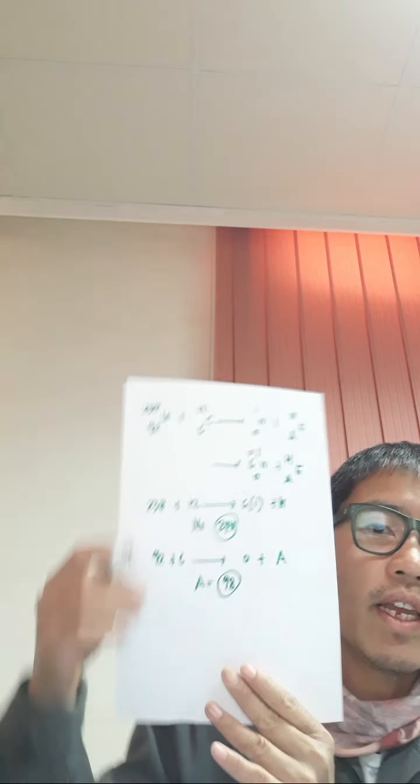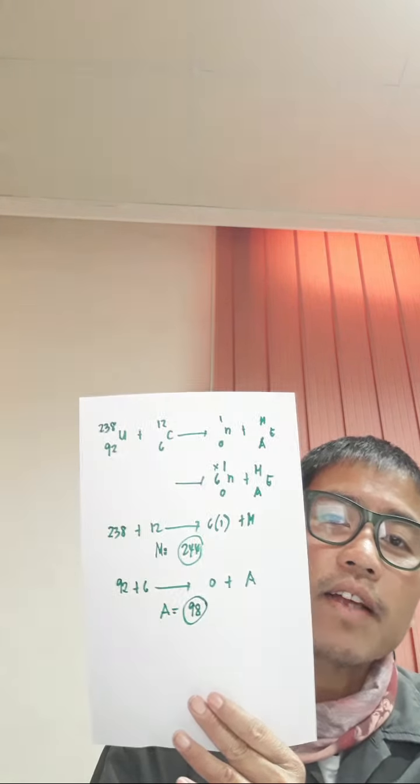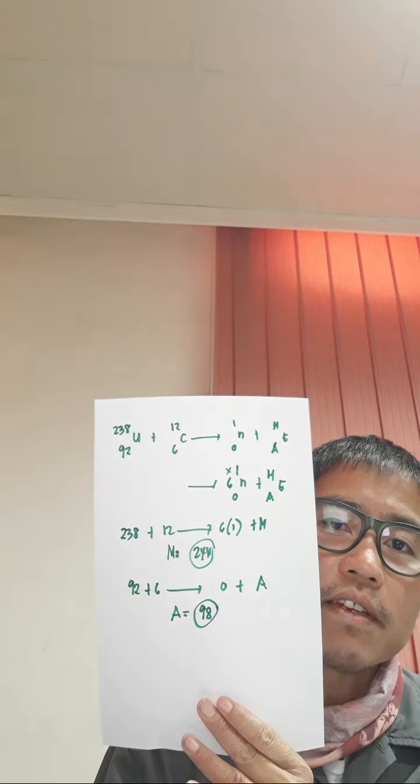Okay, and then you have to find what element that 98 is. So 98, you have to find that here in the periodic table like that. Okay, that is californium. Californium.